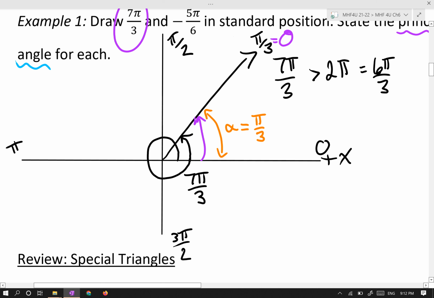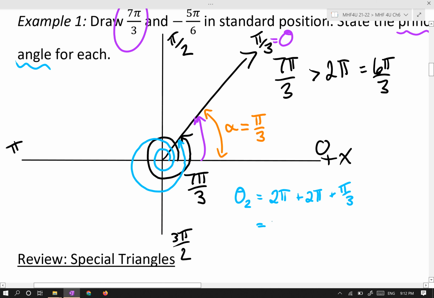We could go around the full circle once, and then we could go around the full circle again, and then we could head up to our terminal arm, in which case we would be working with 2 pi for going around, we'll call this theta 2. 2 pi for going around the full circle once, plus 2 pi for going around the full circle again, plus the pi over 3 that's needed to get to our terminal arm.